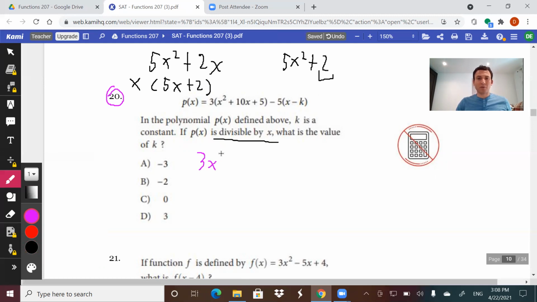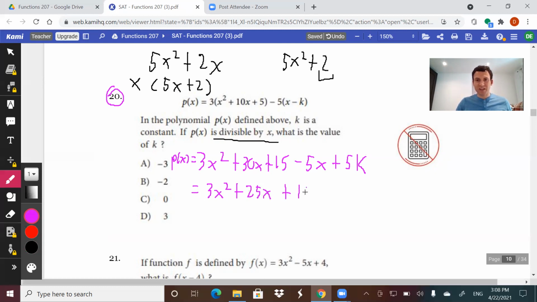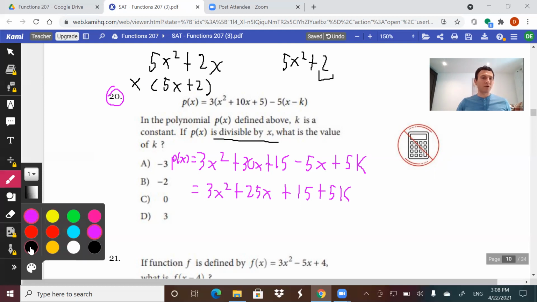Well, we have 3x squared. This is p of x equals 3x squared plus 30x plus 15. Always be careful to distribute across all terms. And then if we distribute the negative 5, we have negative 5x plus 5k. Very important to know that it becomes a plus 5k. Okay, so essentially, if we're going to divide out an x, first let's group our like terms. We have 3x squared plus 25x plus 15 plus 5k.